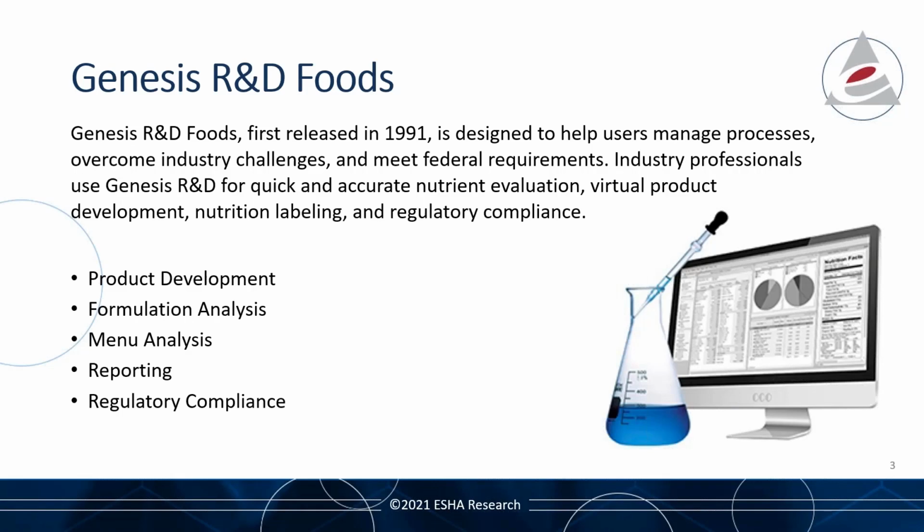Genesis R&D software specifically was introduced in 1991 to help address the need for convenient formulation analysis and formatting of the NLEA food labels for US regulations. Over the years, Genesis has remained the gold standard for product development, recipe analysis, and nutrition facts creation, as well as we've added restaurant menu analysis and reporting. We offer label modules to prepare compliant labels for the US, Canada, Mexico, and the EU. Today we'll be demonstrating Genesis Foods version 11.9.